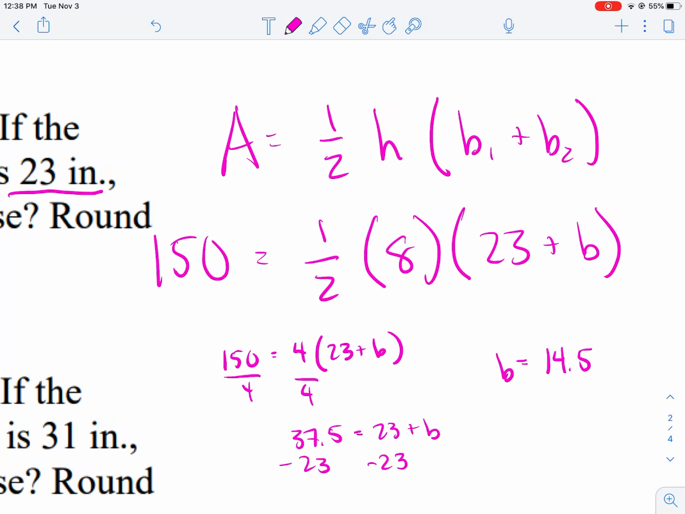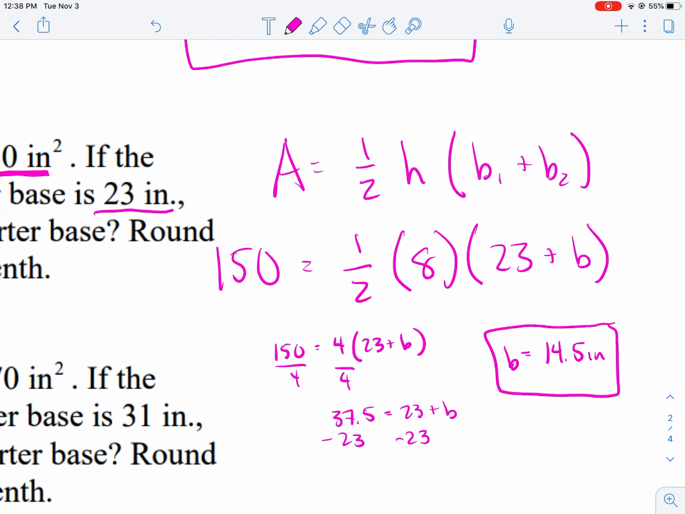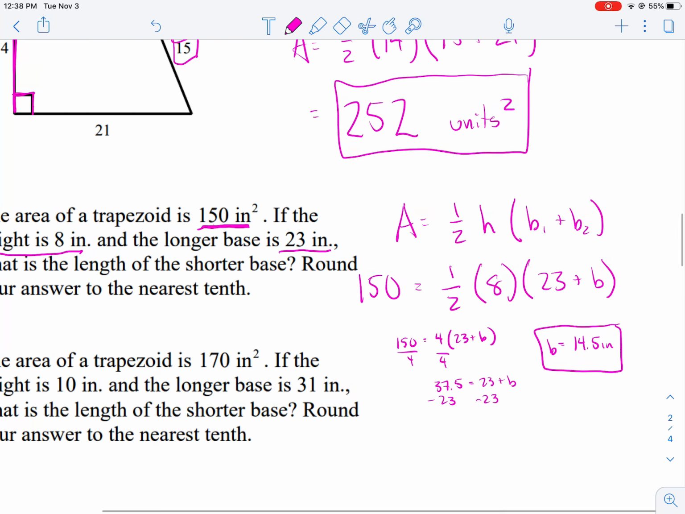14.5. And do we have a units of measure? I think so, inches. Again, they're just looking for one of the sides, so I don't want to put a square there. I just want to leave it in inches. Okay, and if you're ever unsure, go back and plug that thing in there. So if you wanted to make sure, I'd go 0.5 times 8 times 23 is 14.5. And I get 150.